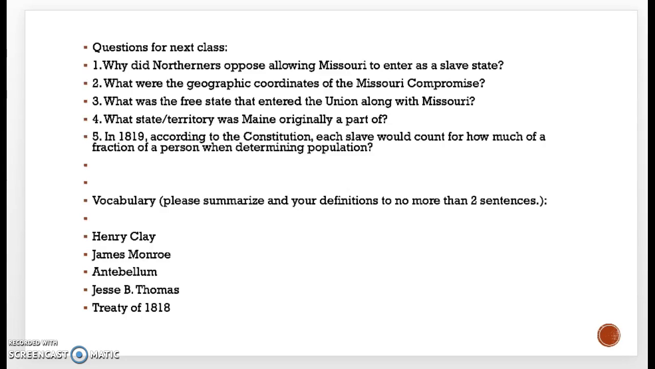All right, that's everything for this first lesson. Please be ready to take the PK assessment and be ready to begin discussions on the Missouri Compromise and work on your unit graphic organizers.